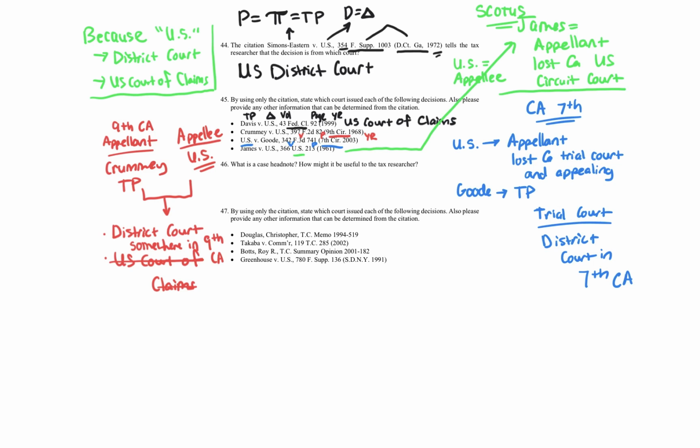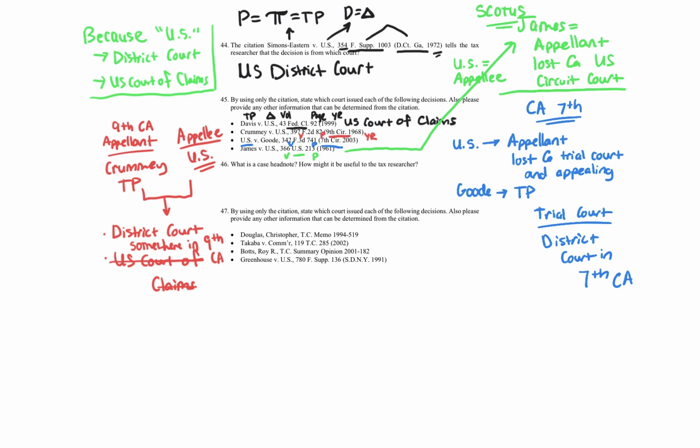It could be the Federal Circuit. We don't know. So it could be the U.S. Court of Claims. We just know it's one of those, district court or U.S. Court of Claims. We know it's not the tax court. It would say Commissioner. Then we got 366, which of course is the volume. 213 is the page. And we know the decision was made in 1961.